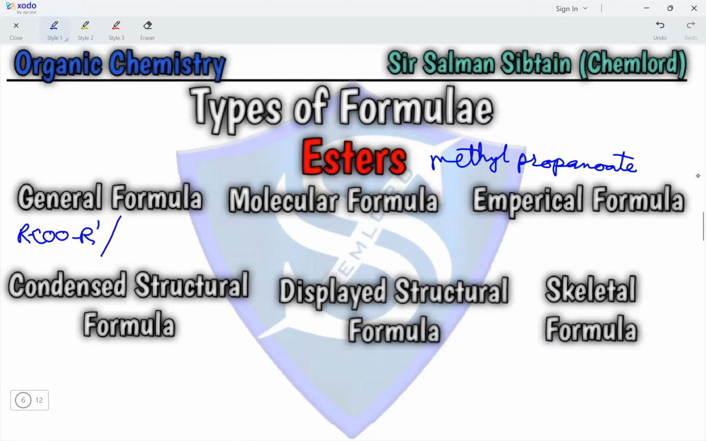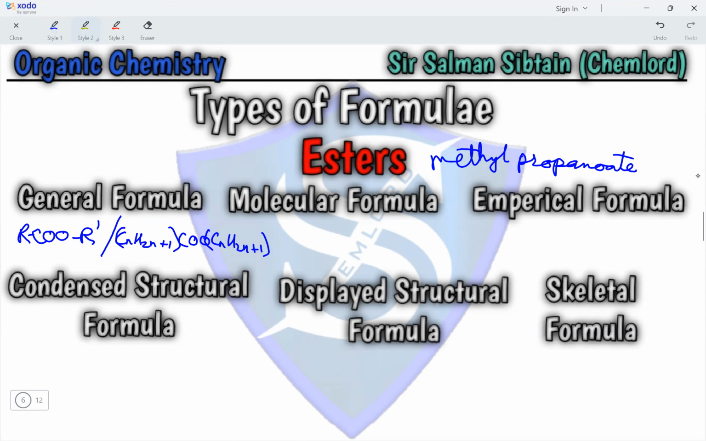And in terms of the general formula representing the number of carbon, hydrogen, and oxygen atoms, this would be CnH2n+1, C double bond O, CnH2n+1. So we've got a CnH2n+1 on both sides of the C double bond O group.